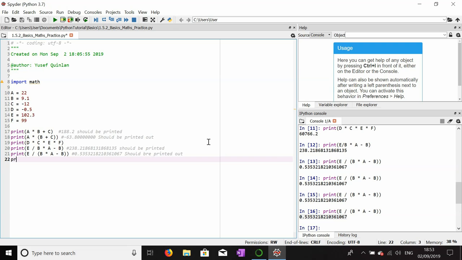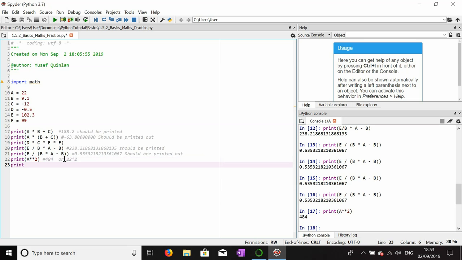Okay, now let's remember a few of these functions, shall we? So we've got exponent, which was, for example, a to the power of 2, so a times itself, which should be, I'm not sure, what's 22 times 22, 480 or something like that. Yeah, 484, pretty close. So that's 484, which is 22 to the power of 2.